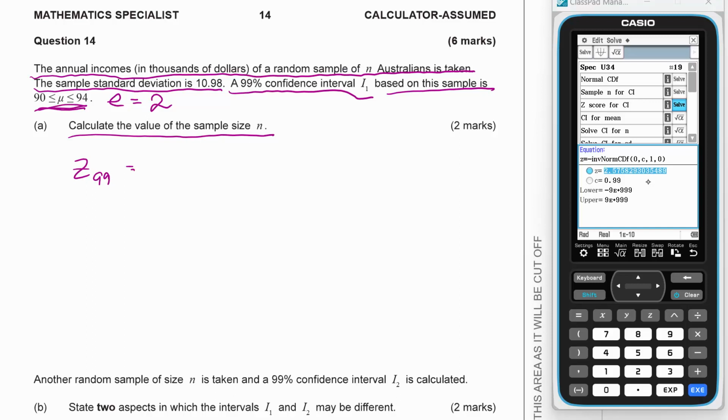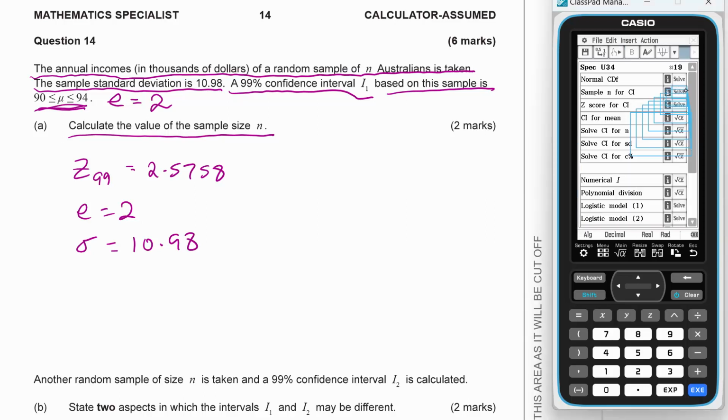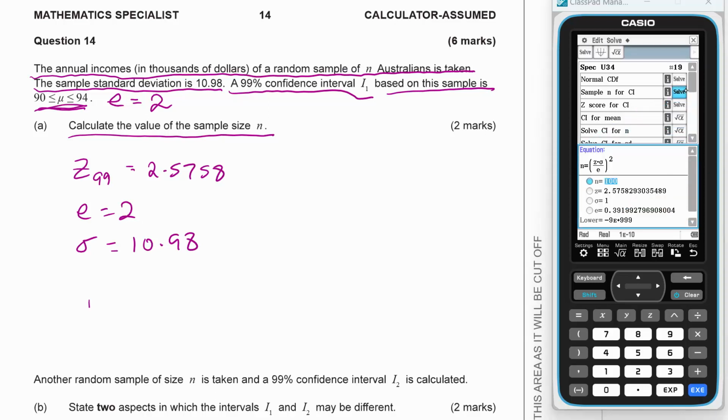Z99 is 2.5758, but I'm going to use the whole thing on the display. We noted that E was 2. We know that sigma is 10.98, and therefore we can use the formula, sample size N for a confidence interval: N is equal to (Z sigma over E) squared.